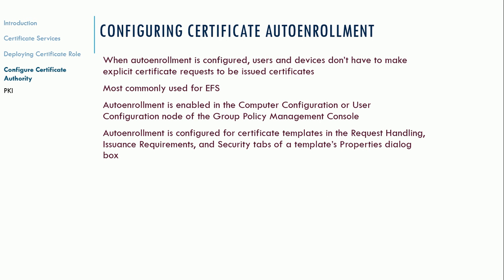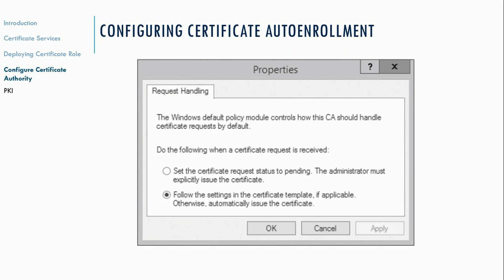Auto-enrollment, so I think I talked a little bit about this before. When you install an enterprise certificate authority, it supports auto-enrollment. When auto-enrollment is configured, users and devices do not have to make an explicit certificate request to be issued certificates. So devices, users, and so forth can automatically be issued a certificate when auto-enrollment is enabled. Auto-enrollment is enabled in the Computer Configuration or User Configuration node in the Group Policy Management Console. And auto-enrollment is configured for certificate templates in the Request Handling, Issuance Requirements, and Security tabs of the template's Properties dialog box. So this is what it looks like here when you set up auto-enrollment.